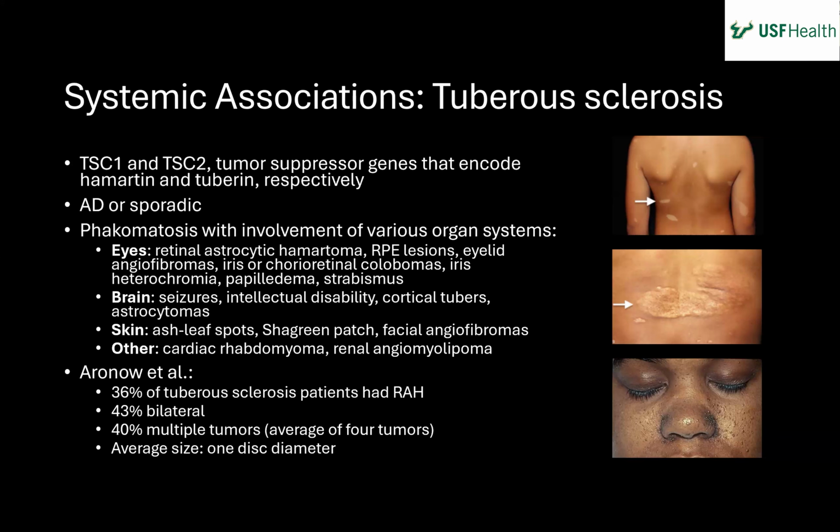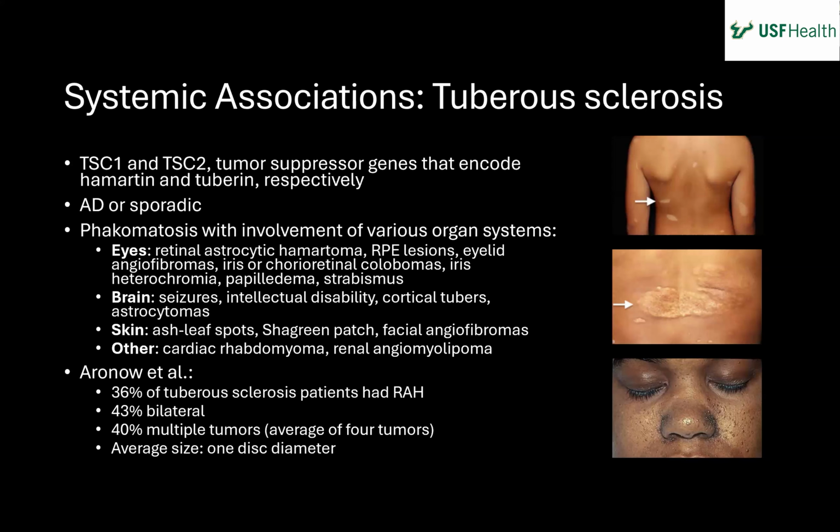The top photo is the ash leaf spot, the hypopigmented macule. The shagreen patch is that leathery patch on the back. Facial angiofibromas are always described as acne. It looks like acne, so if you see a picture of that, think tuberous sclerosis. And then cardiac rhabdomyoma is also, I feel like, always talked about on test questions.